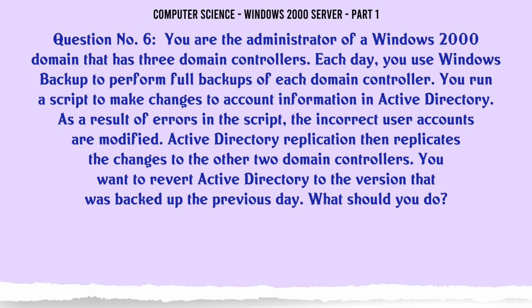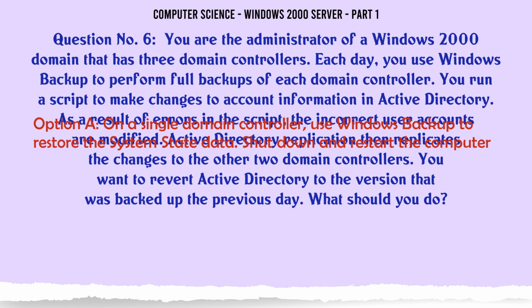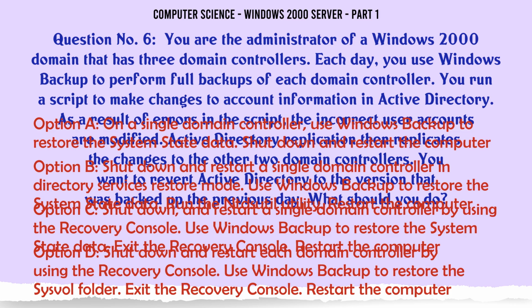You are the administrator of a Windows 2000 domain that has 3 domain controllers. Each day you use Windows Backup to perform full backups of each domain controller. You run a script to make changes to account information in Active Directory. As a result of errors in the script, the incorrect user accounts are modified. Active Directory replication then replicates the changes to the other 2 domain controllers. You want to revert Active Directory to the version that was backed up the previous day. What should you do?